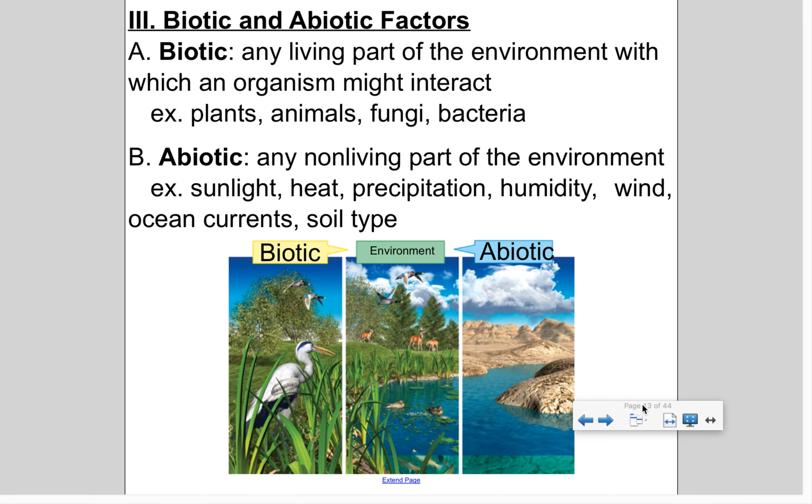All right, now in an environment, we have 2 factors going on, a biotic and an abiotic environment. Biotic means it's a living part. So it could be a plant, animal, fungi, or a bacteria. Those are considered biotic factors. Abiotic means that it's non-living. So sunlight, heat, precipitation in any form, humidity, rain, ocean currents, soil type. Those are all considered non-living factors that can make up the environment. But when you combine biotic and abiotic factors, now you get an environment.